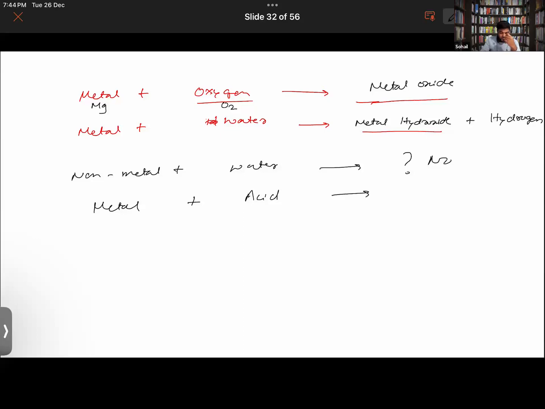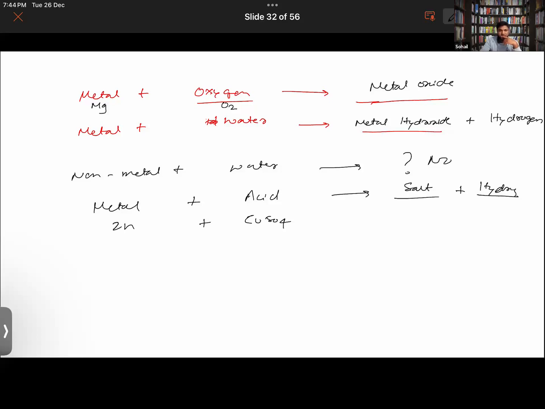Okay, so metal plus acid gives you what? Salt plus hydrogen, right? Okay, can we have an example here? Yes, let's take an example. Who will give the example of a copper sulfate reacting? Copper sulfate. Okay, then metal, zinc. Zinc plus copper sulfate. It will displace it.